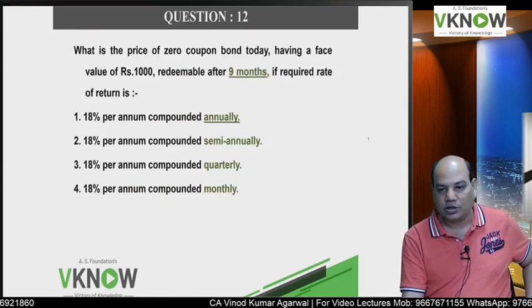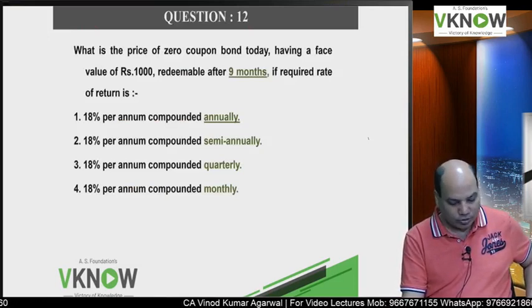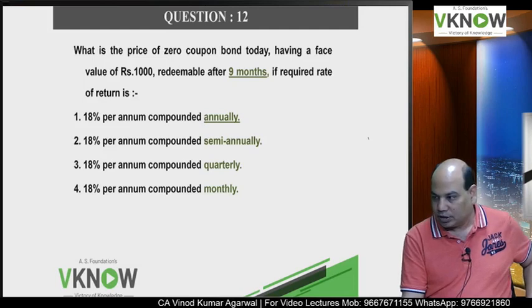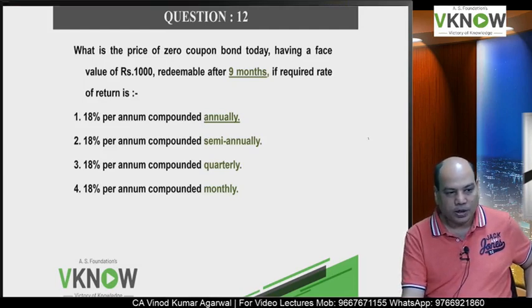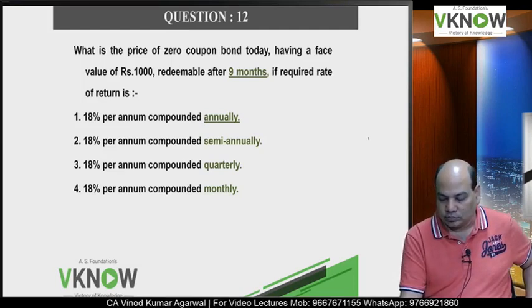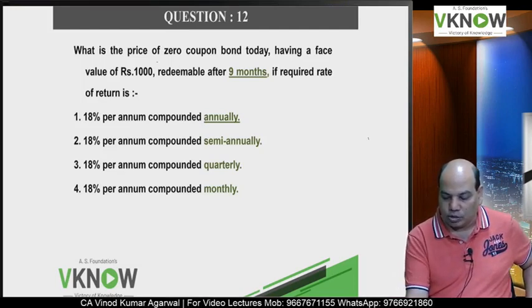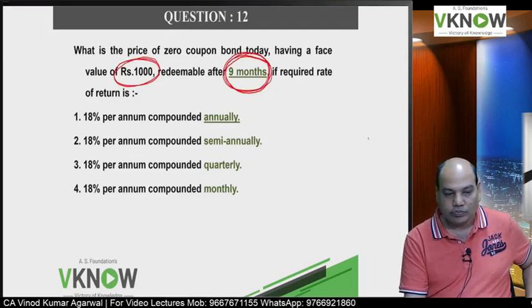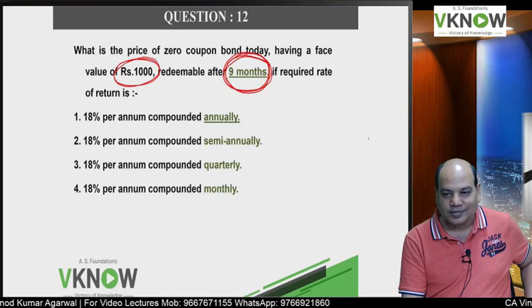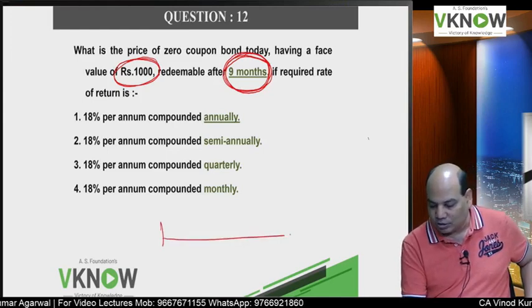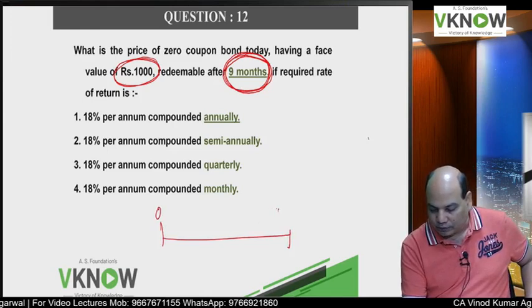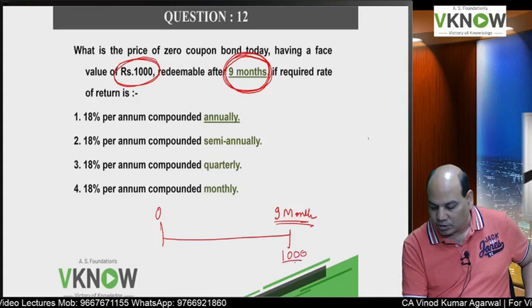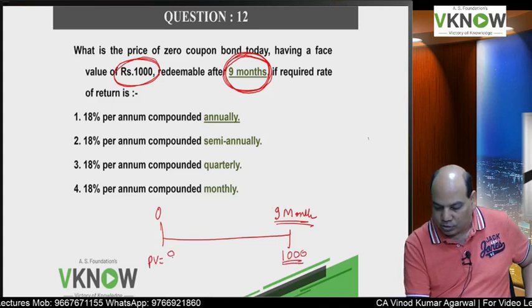Okay, question number 12 is little different. Pay attention. What is the price of a zero coupon bond today, having a face value of 1000 but redeemable after 9 months? Oh my God. Because all earlier questions were years. This is 9 months. So we are standing today here, and after 9 months you will get 1000 rupees, and we have to calculate the present value today.